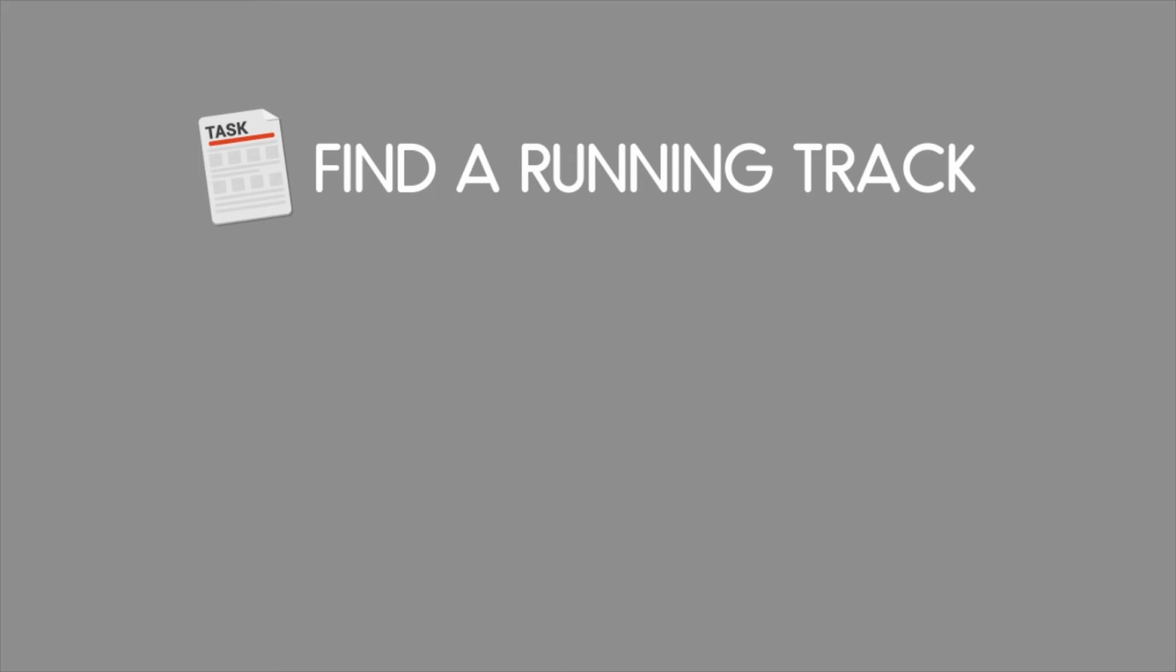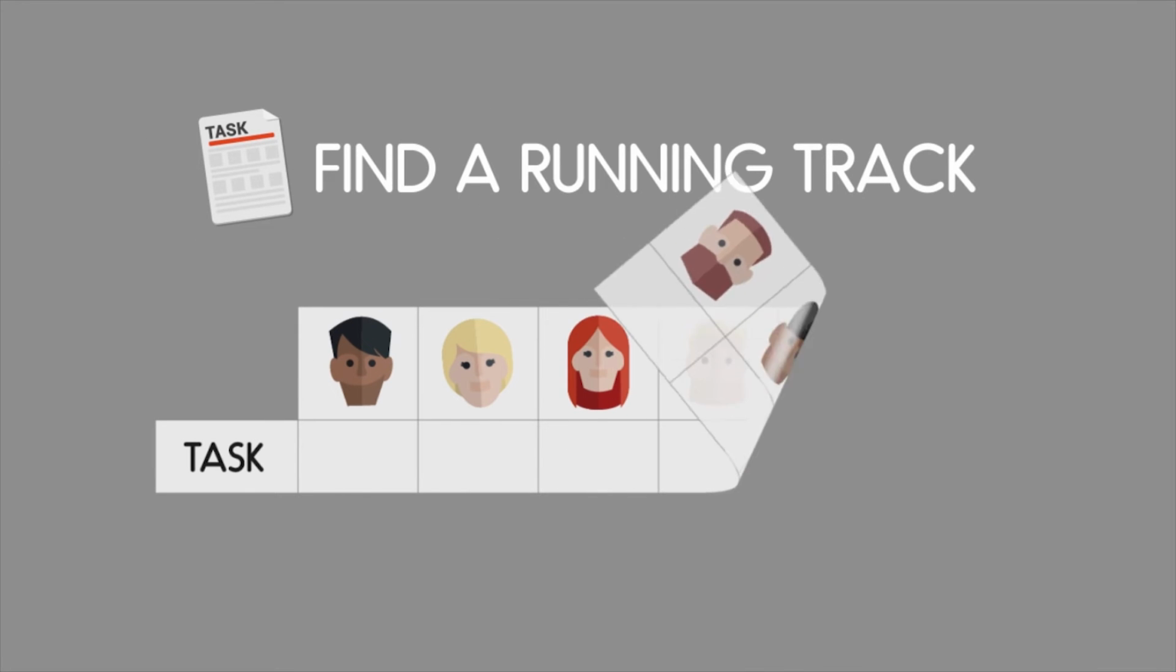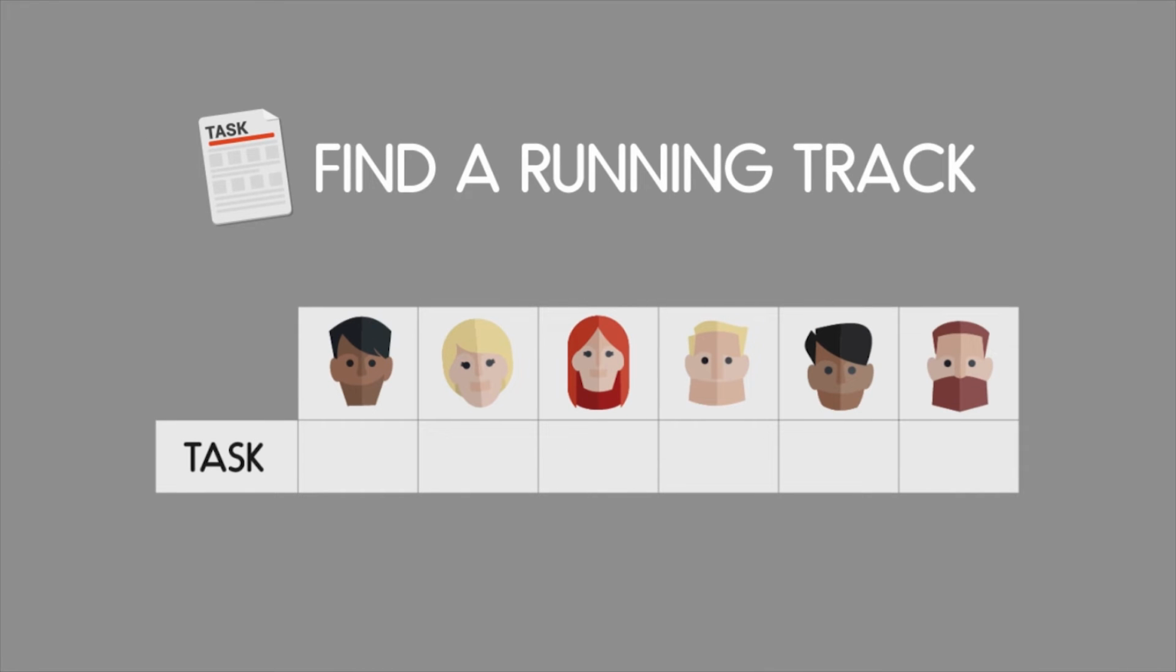Now to populate our RACI chart, starting with finding a suitable running track. We would allocate this as follows: R for our runner, R for our head coach, and I for our head nutritionist, C for our physiotherapist, I for our sponsor, and a blank for our fan club members.